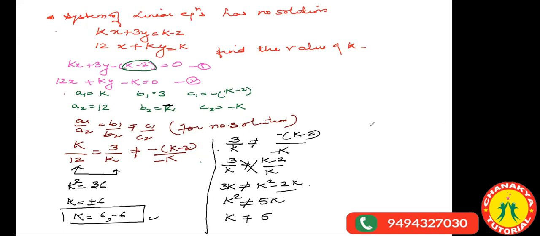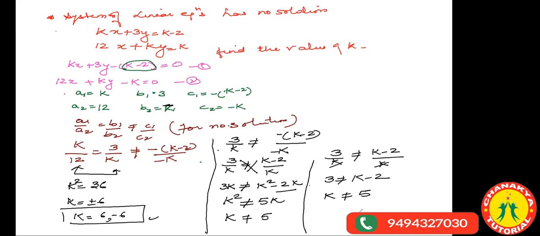Clear, beta? Or you can do one thing. See, instead of this, 3 upon k is not equal to k minus 2 upon k. You can cancel this k with k. So you will get 3 is not equal to k minus 2. Then k is not equal to 5. Okay? Got my point?